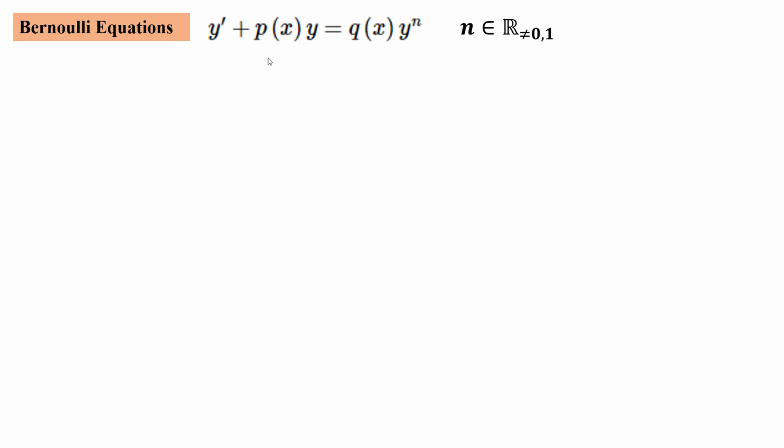If n is 0, this is a linear equation, right? Yes, if n is 0, this is a linear equation. If n is 1, this is a separable equation, because you can move the p of x times y term to the right, factor out a y, and divide by y. To be called a Bernoulli equation, it has to be in this form, and n cannot be 0 or 1, and n can be any real number.